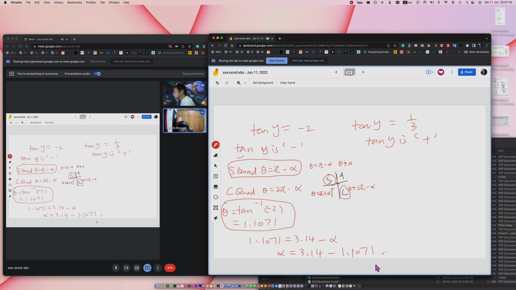2.0345. Just write it down. Oh, actually, you should write on the left hand side because we are doing for the tangent y equals to -2. In fact, we have not done for the tangent y equals to 1/3 yet.